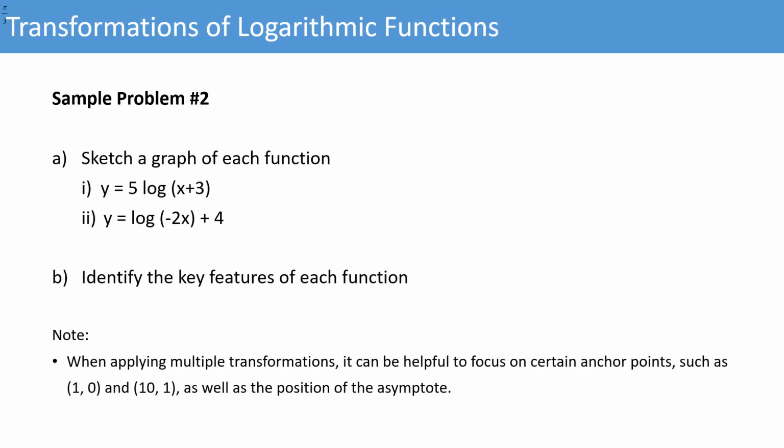Now we want to sketch a graph of each function. y equals 5 log(x + 3), and then y equals log(-2x) + 4. To do that, we need to start by identifying the key features of each function. But note, when applying multiple transformations like we're doing in these two questions, it can be helpful to focus on certain anchor points such as (1, 0) and (10, 1), as well as the position of the asymptote.